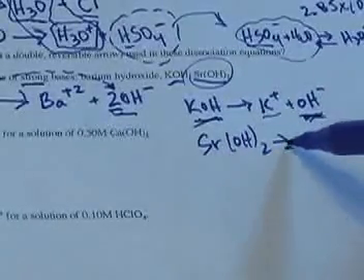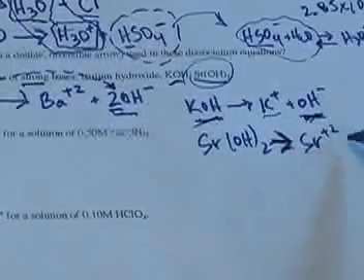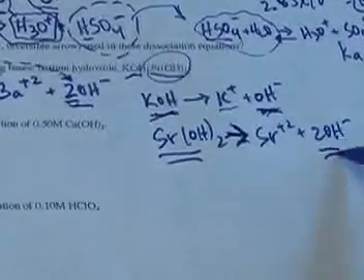Sr(OH)2, and remember this is going to be a single big arrow going this direction to give you Sr plus 2 and 2 OH minuses. Notice whatever the concentration of Sr(OH)2 is, it's going to be double for the OH minus. Double for the OH minus. Okay?